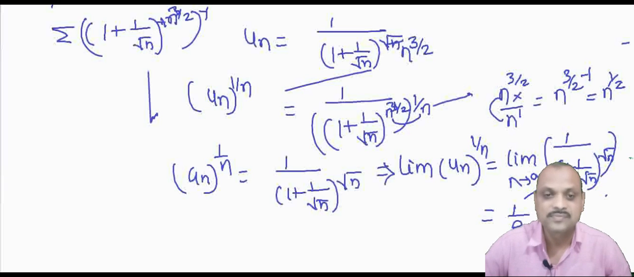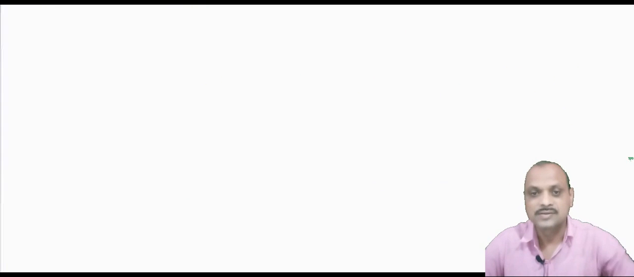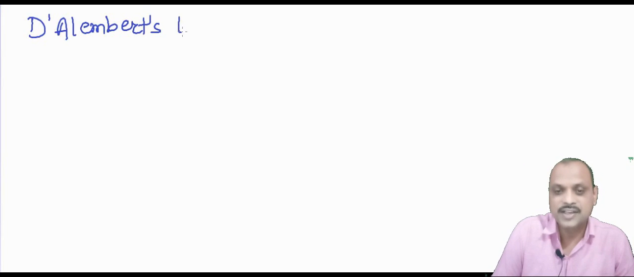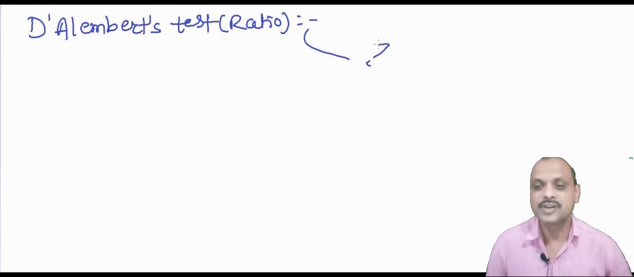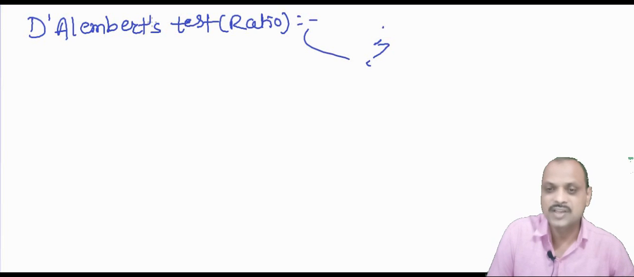Now let us see the D'Alembert's ratio test. It is also called the ratio test. In short, you can use the word ratio test, and we shall mean that it is D'Alembert's ratio test, because here the terms of the series are in a ratio. Now see the statement of this D'Alembert's ratio test.